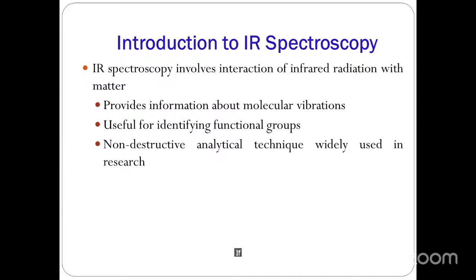If we compare IR spectroscopy with mass spectrometry, mass spectrometry is a destructive technique, and when we analyze the sample using mass spectrometry, we cannot recover the sample as the sample undergoes decomposition. This is not the case as far as IR spectroscopy is concerned; as it is non-destructive, we can recover the sample. So the basic principle of IR spectroscopy is the interaction of infrared radiation with matter.